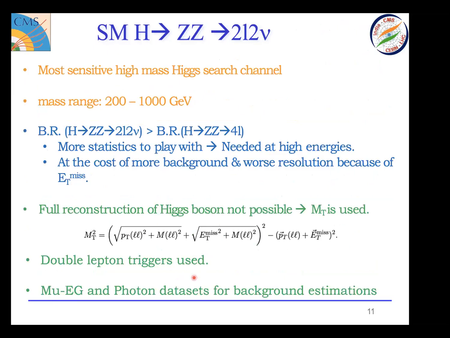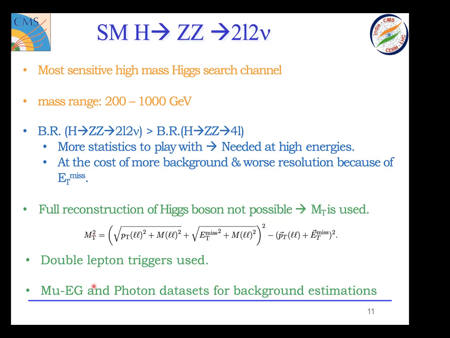So essential features, if I look into that: it's a high mass Higgs search channel, so it was done for 200 GeV to 1 TeV. Branching ratio is higher, but of course at the expense of worse resolution, since we cannot reconstruct the Higgs boson completely because of the presence of the neutrinos. So in this one, the MT of the dilepton and the transverse missing energy was used. MT is used as the final discriminating variable, on the basis of which the limits were placed.